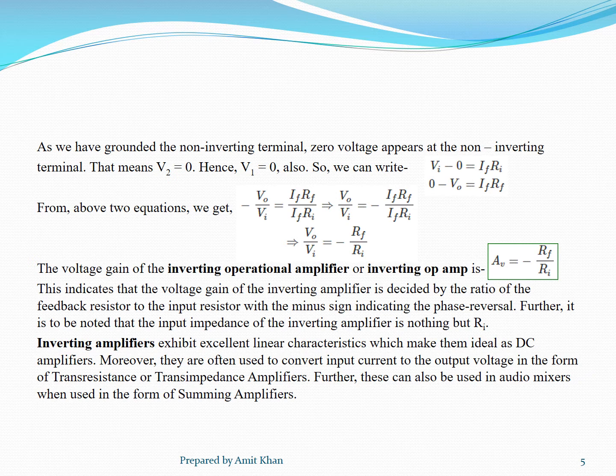So this indicates that the voltage gain of the inverting amplifier is decided by the ratio of the feedback resistor to the input resistor, with the minus sign indicating the phase reversal. This type of inverting amplifier exhibits excellent linear characteristics which make them ideal as DC amplifiers.